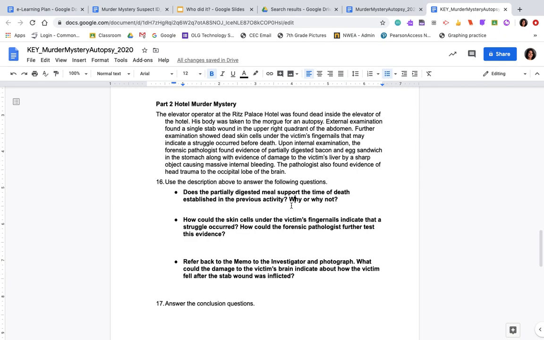Does the partially digested meal support time of death? Yes. Typically, you eat a bacon and egg sandwich in the morning, and we found that Ralph was killed around 8:40 in the morning. We just talked about this. Skin cells indicate a struggle because you're going to use your hands to fight back, and then they can use those cells for DNA extraction, which we'll talk about today, in order to find the DNA of the killer. And then what could cause damage to the victim's brain, indicating how the victim fell. The occipital lobe's the back. So if you look at that picture, or you could just think, if you fell, you're going to hit your head on the back, either on the wall or on the ground, somewhere around there.